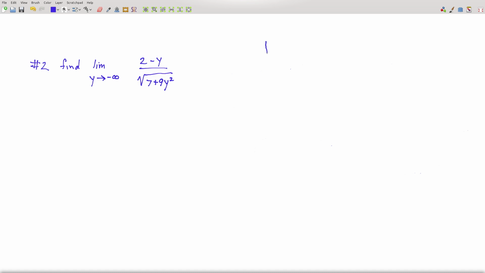But first, I want to do a little work on the side which helps us to understand why this works, why it is that we're going to do what we're going to do. Alright, so let's first of all think about what is the square root of y squared. And you might think it's just y, but not exactly. No, it isn't just y. The square root of y squared means the same thing as the absolute value of y.